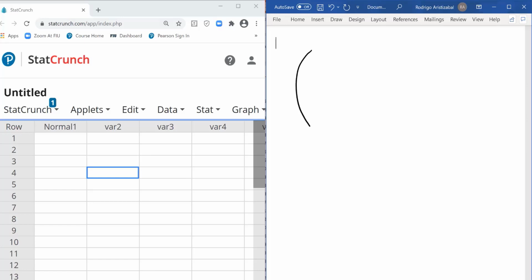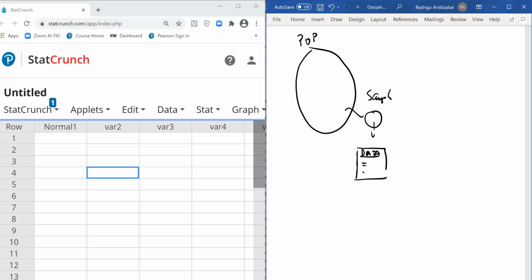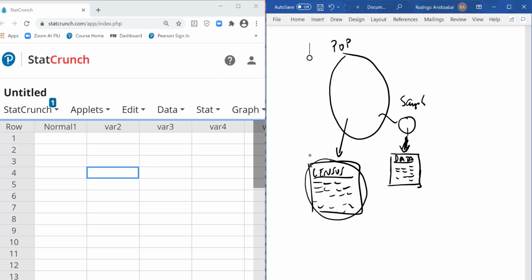In our problem, we have a population, and from this population, we select a sample, and from this sample we are given the data one by one. Let's do a simulation. Remember, when we obtain the data from the entire population, we have a census. All of these numbers represent the measurement of one characteristic in all members of this population. Each point represents one member of the population.